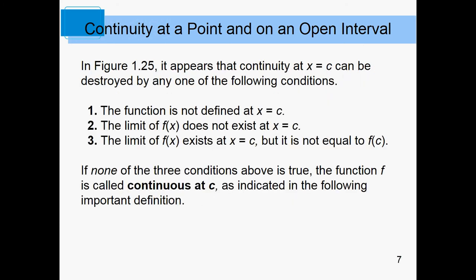So anytime we've got f of c undefined, or the limit not existing, or the limit does exist and f of c exists but they're not the same, those three situations are when we have discontinuities. Whether they're removable or non-removable is not part of this, just the fact that there is a discontinuity there. If none of these three conditions is true, then it's continuous. The limit exists, f of c is defined, and they're equal to each other.